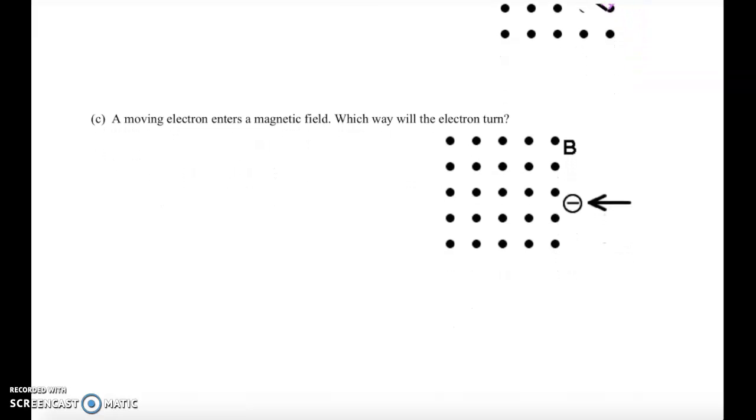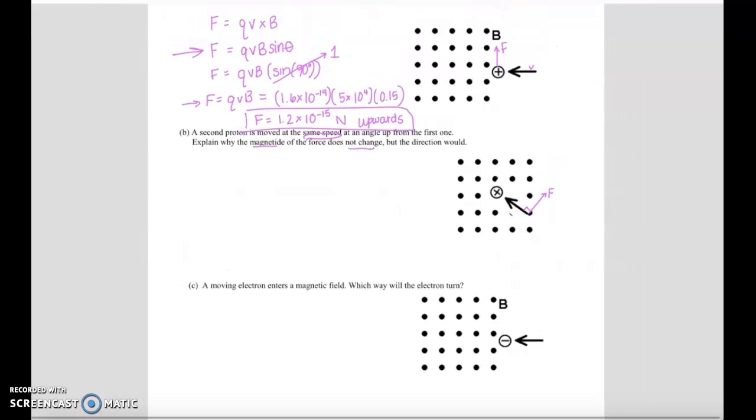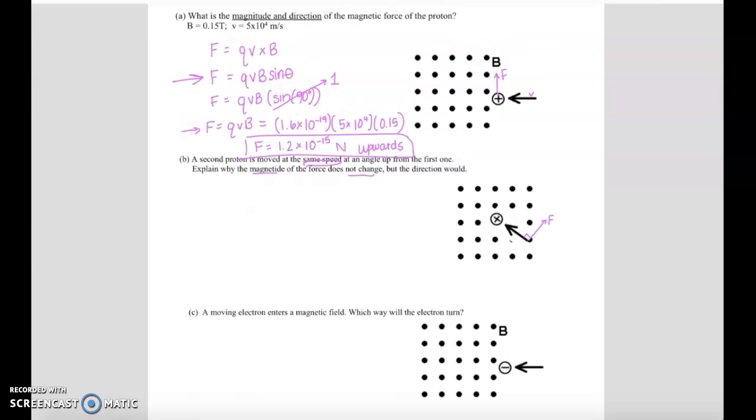Finally, for part C, a moving electron enters a magnetic field. Which way will it turn? Well, I've kind of already done some of the work. I already did my corner right-hand rule in part A and found an upward force. But now that it's an electron, I simply take the opposite of that answer to find that this must have a downward force. So which way would this turn?